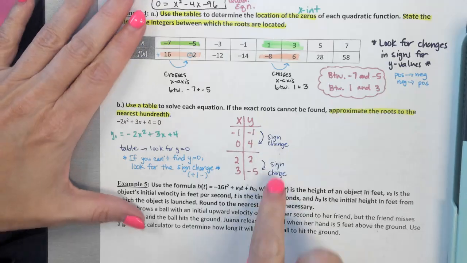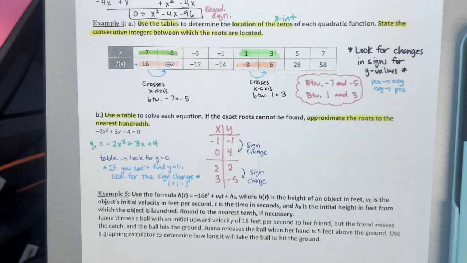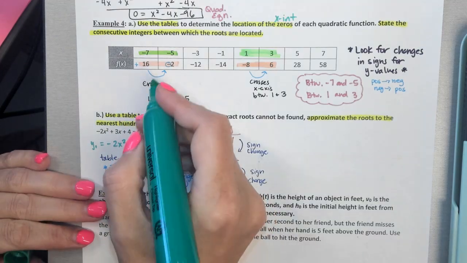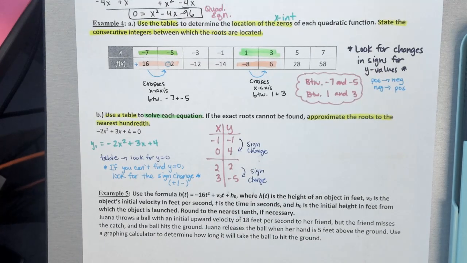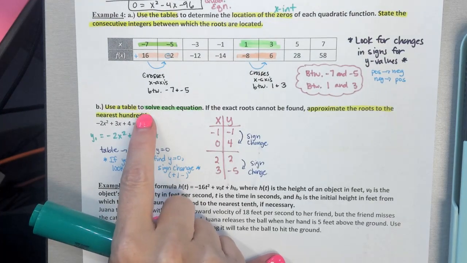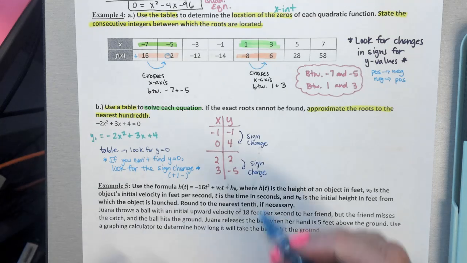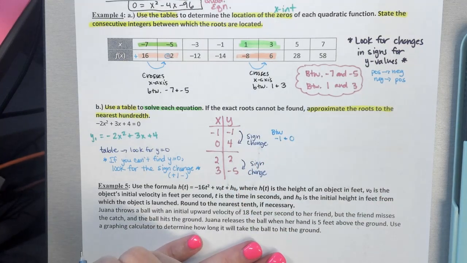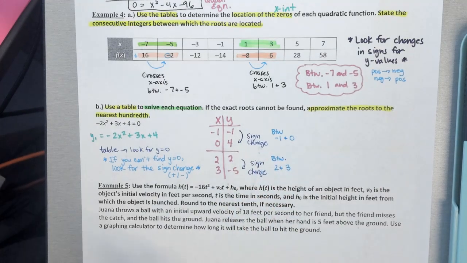Okay, so what this tells you is you can see where they are between. Now this is telling us to use a table to solve the equation. So when you're solving, you have to find the exact x-intercept. For here, they told us that we could just say what it's between, but for this one, you have to find the actual one. So the sign change tells us that this 0 is going to be between -1 and 0, but we have to find that number. We know that this one is between 2 and 3, but we have to find that number.